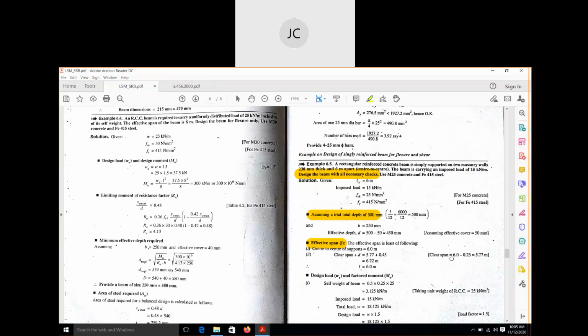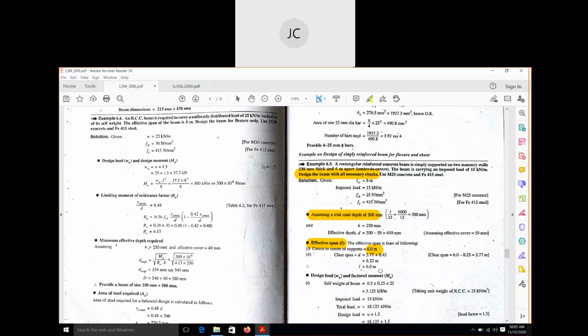I hope you know how to find the clear span. It is the center to center distance minus the width of one wall. So the clear span is 5.77 and the effective depth is 450, that means 0.45. If you add these two values, you will get 6.22 meter. Now you compare the two values. 6 meter is the smaller one, so it will become the effective span of the beam.